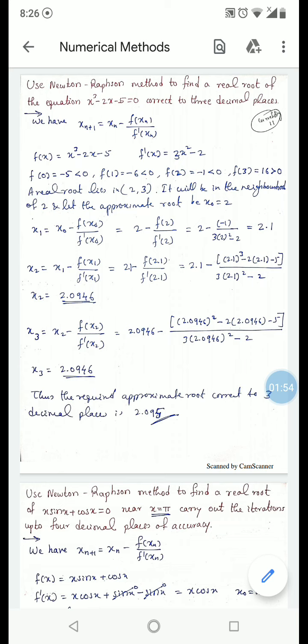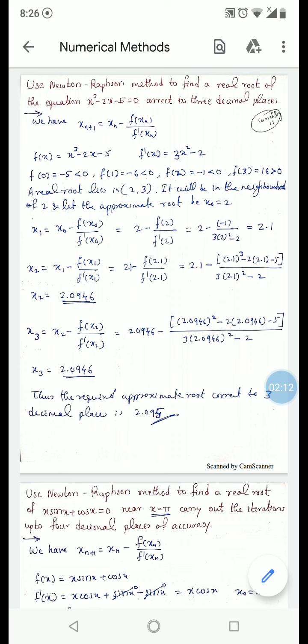The second iteration is x2 is equal to x1 minus f of x1 divided by f dash of x1. Put the x1 value, that is 2.1. x2 is equal to 2.1 minus f of 2.1 divided by f dash of 2.1. So on simplification, we get x2 is equal to 2.0946.